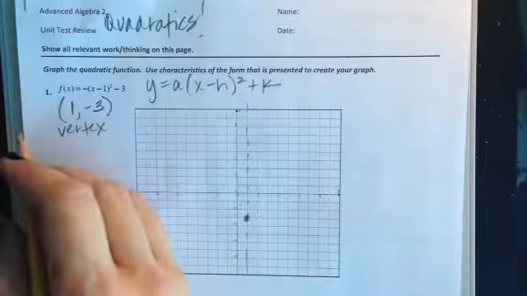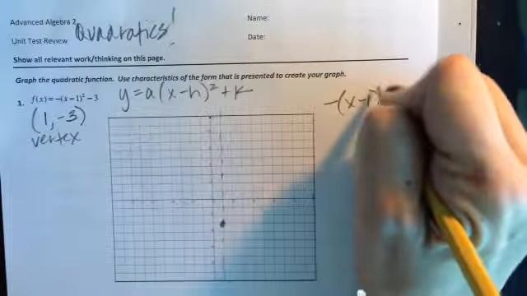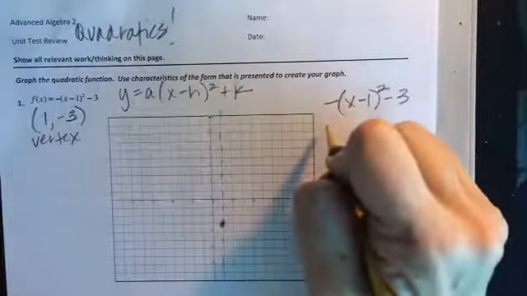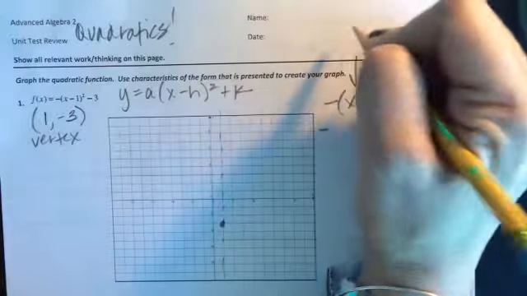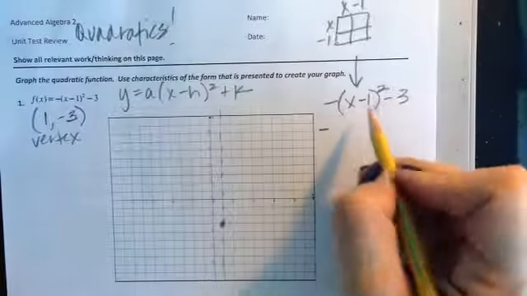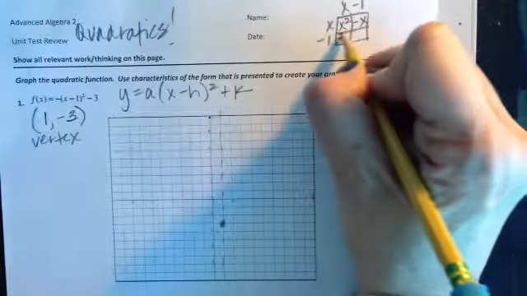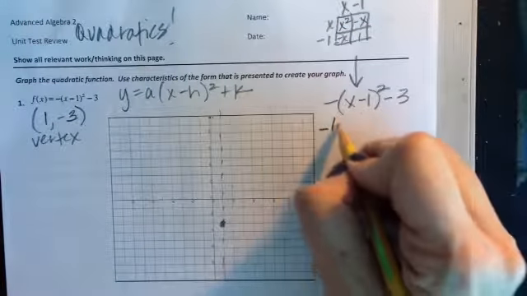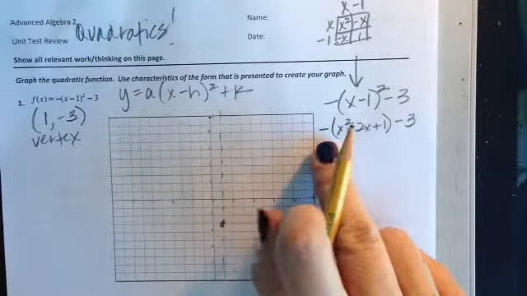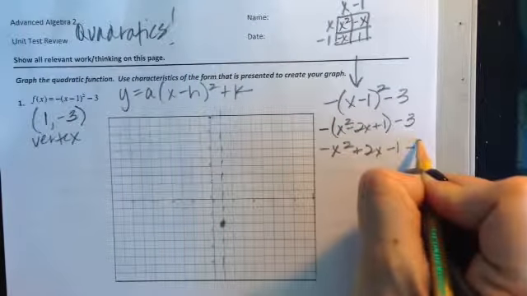I want to show you just taking this vertex form and turning it into standard form, because the C value in standard form is the Y-intercept, and I want to get that. I'm going to multiply my quantity x minus 1 squared, turn it into x squared minus 2x plus 1. Notice I have to take the opposite of everything inside and still subtract 3.